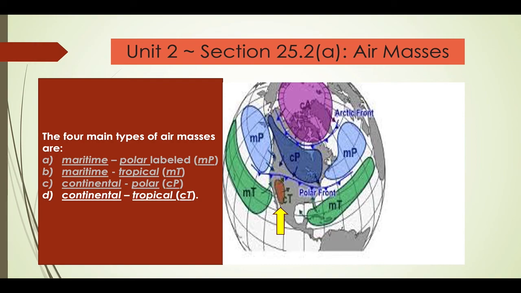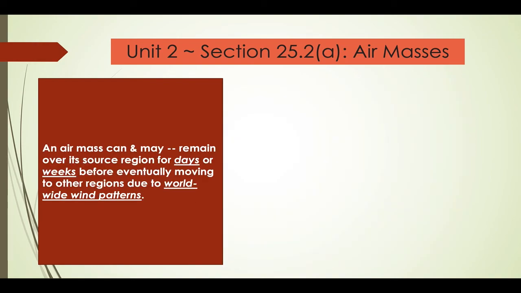that affect us. And depending on which one's moving in, we can predict what kind of weather we're going to have. Air masses can and may remain over the sources for days, sometimes even weeks, intensifying, if you will, before eventually moving on to other regions due to the worldwide wind patterns pushing them. And that's the end of this section.